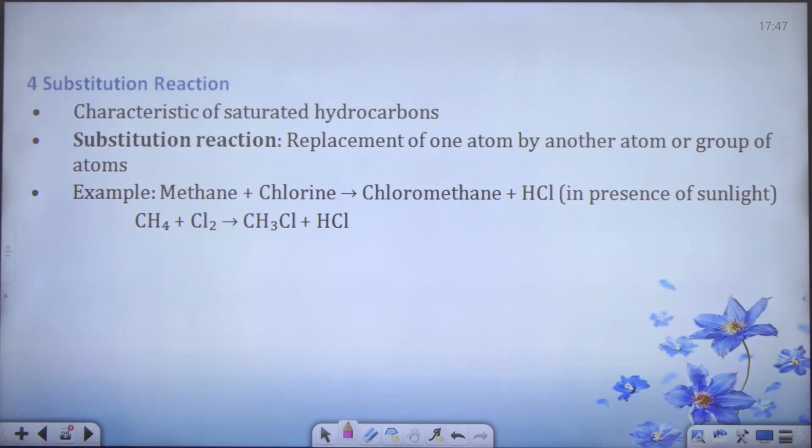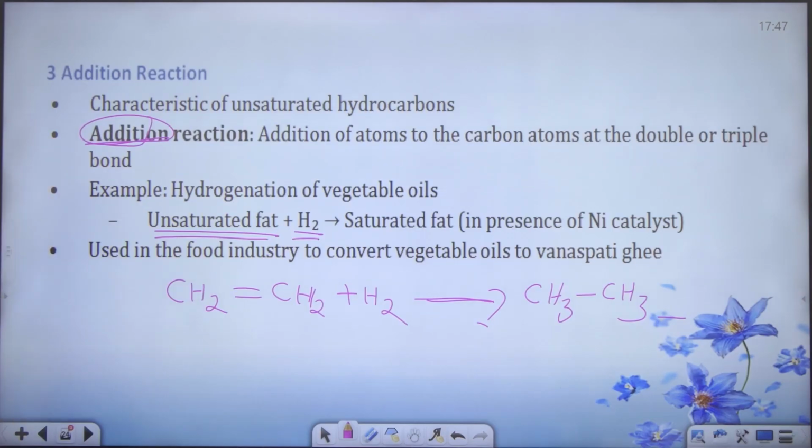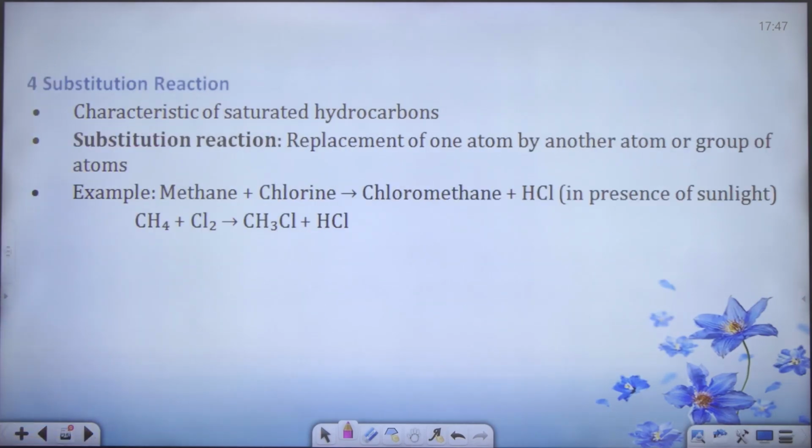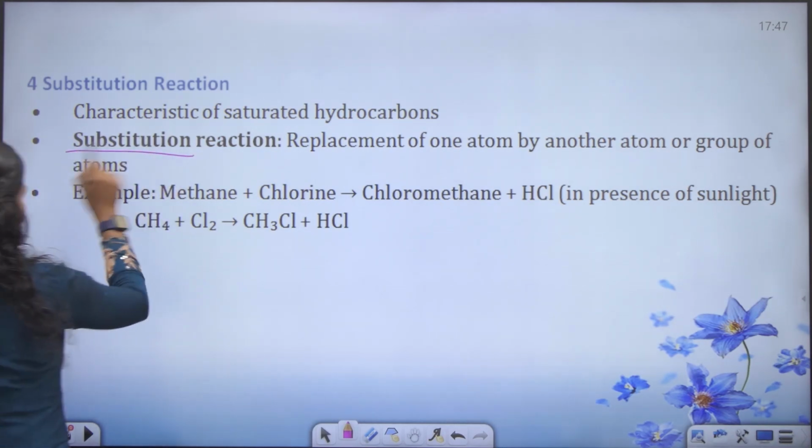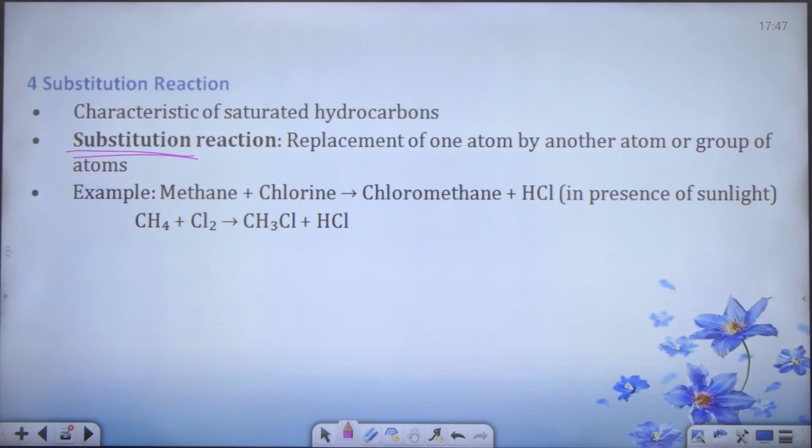And substitution reaction. Addition reaction is a characteristic of unsaturated hydrocarbons. Substitution reaction is a characteristic of saturated hydrocarbons. Substitution means replacement. Substitution reaction means replacement of one atom by another atom or group of atoms.